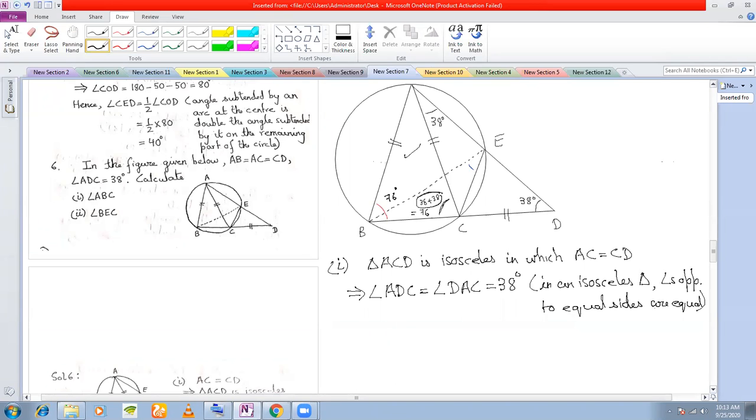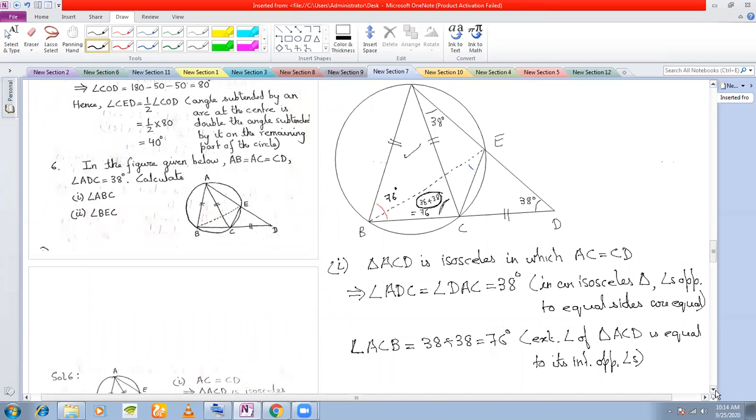So now I'll find this angle, which is the exterior angle of triangle ACD. Also, I'll write angle ACB is equal to 38 plus 38, which is equal to 76 degrees, because the exterior angle of triangle ACD is equal to its interior opposite angles. Okay.